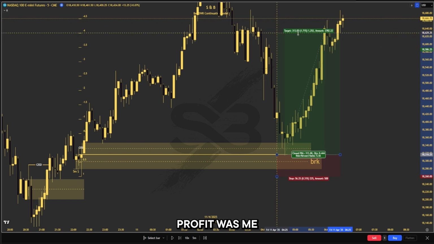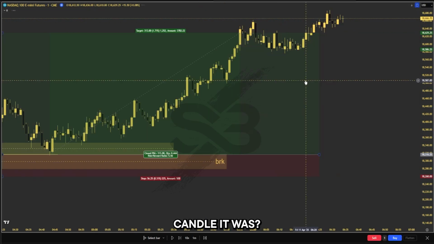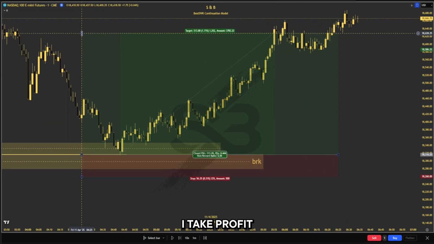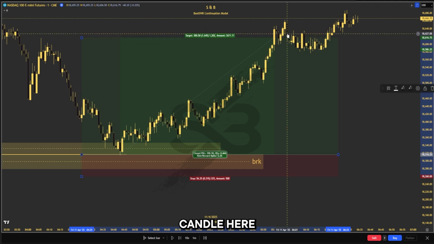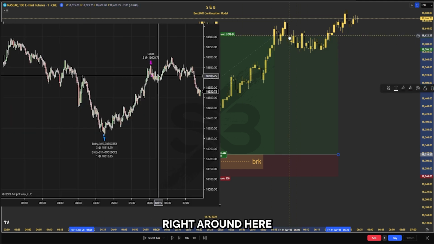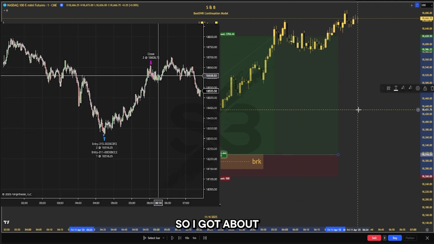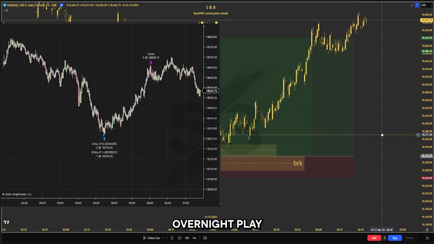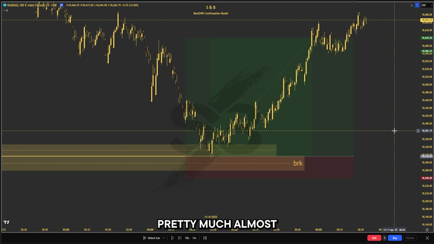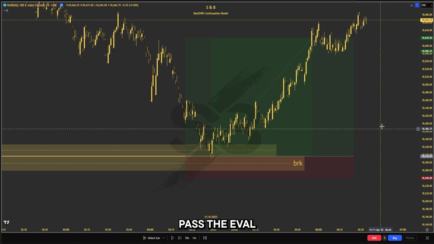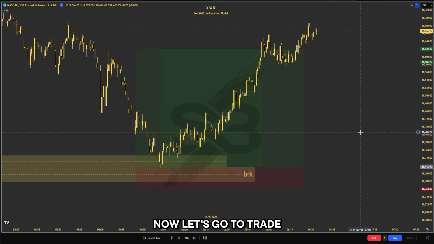And my take profit was, let me see what candle it was. My take profit was this black candle here when it pulled back right around here, give or take. So I got about 5.5R on this trade or so on an overnight play, making me pretty much almost past the eval on this trade. So let's go to trade number 3.